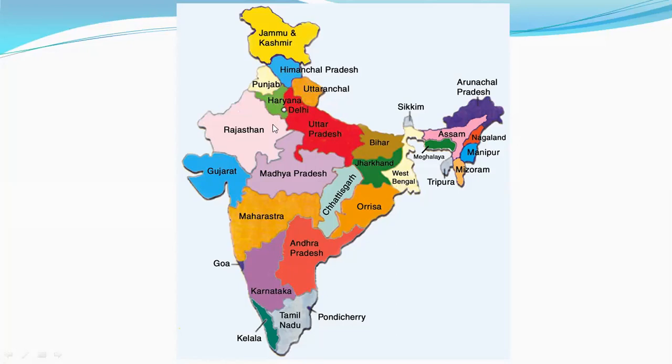Even if someone before you is saying it, right, still you have to say it. Yes sir. This one, Jaipur. Uttar Pradesh, Lucknow. Bihar, Patna. Jharkhand, Ranchi.